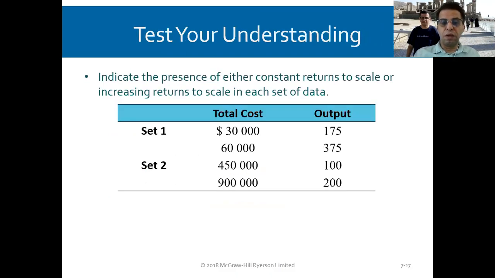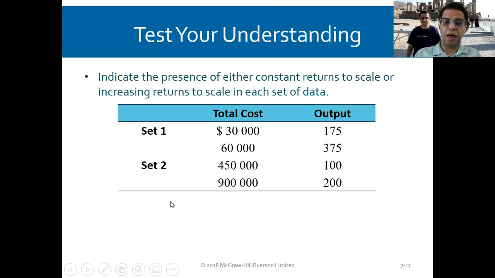So indicate the presence of either constant returns to scale or increasing returns to scale in each data set. In set one, we have a total cost of 30,000, and if we increase our output, it becomes 60,000. In set two, we have 100 output, and if we double it up, the cost becomes 900,000.